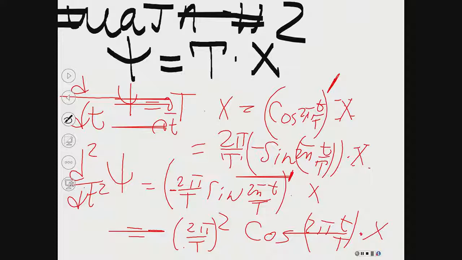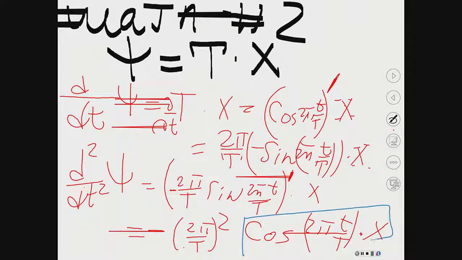And this boxed part is nothing but our original psi. So if you take the second derivative over time of our wave, we get this wave function back. It is reproduced, times some proportionality factor.